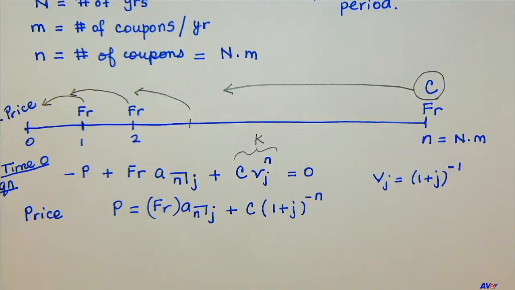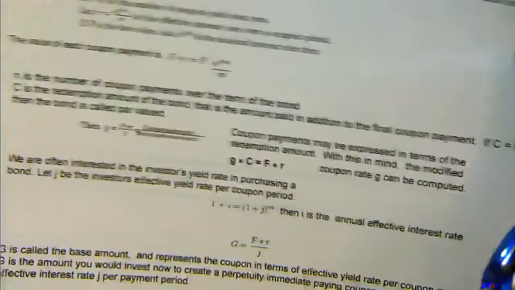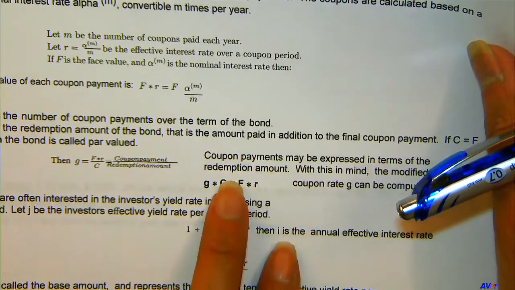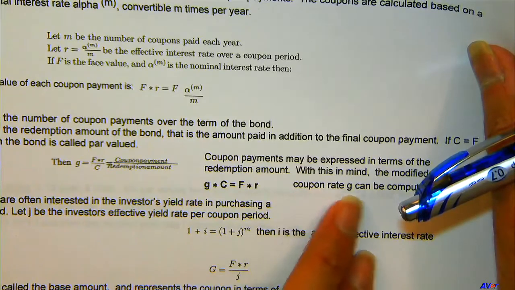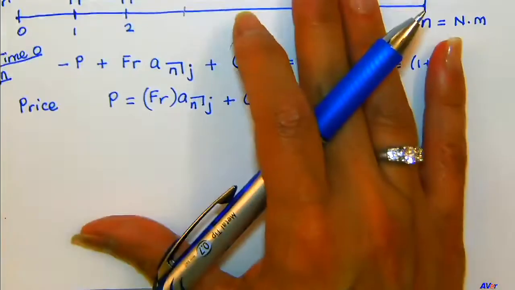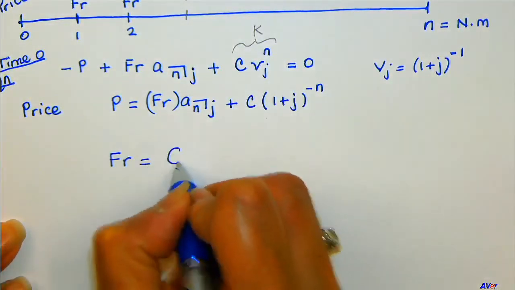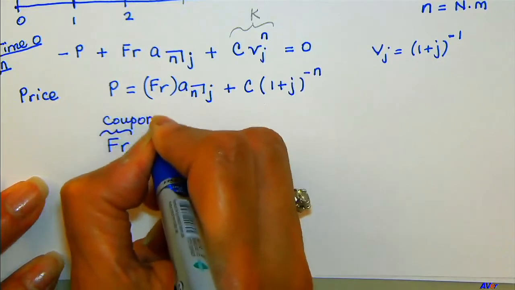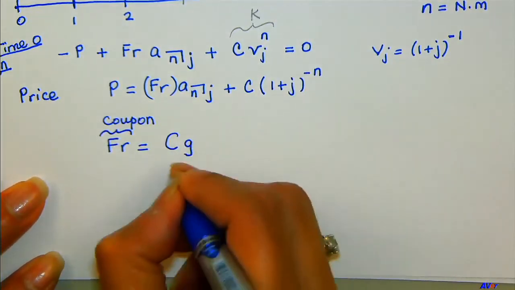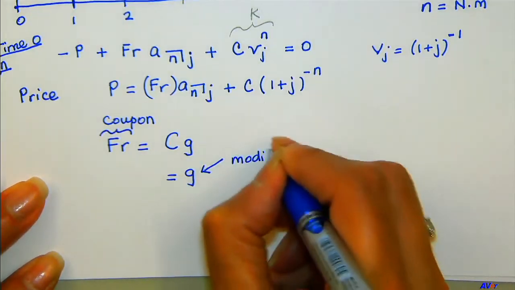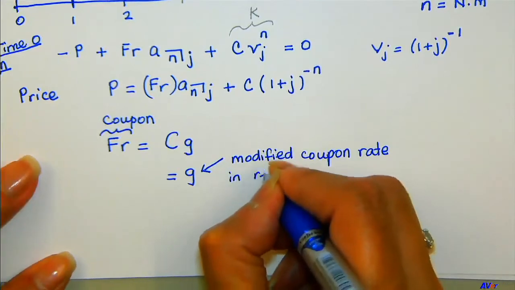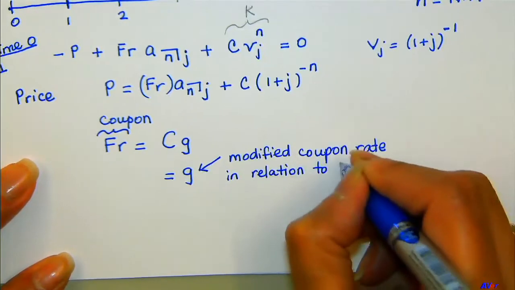Any questions? So then there's something else to think about. Coupon payments may be expressed in terms of the redemption amount. With this in mind, the modified coupon rate G can be computed. So let's talk about this equation: Fr equals Cg. Fr, of course, is just the amount of the coupon. And g is called the modified coupon rate, in relation to C this time, in relation to the redemption.